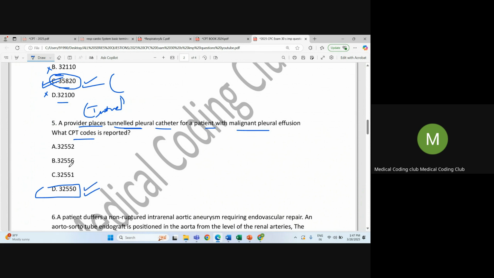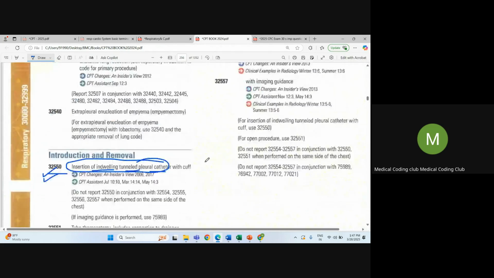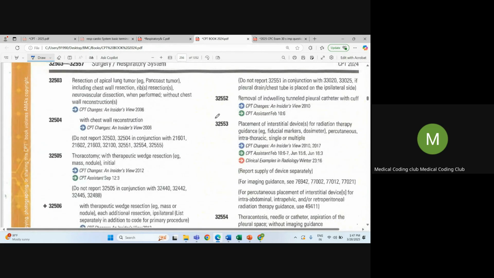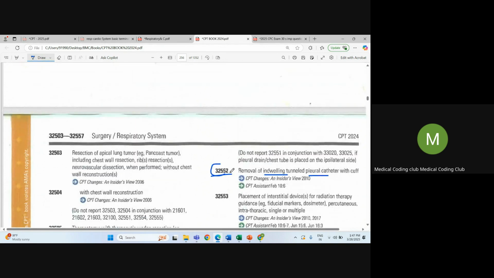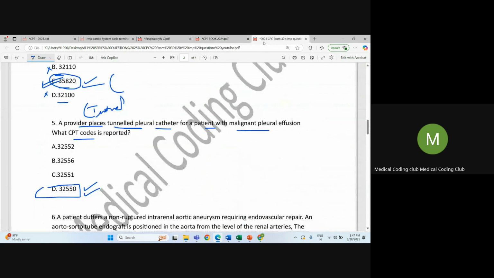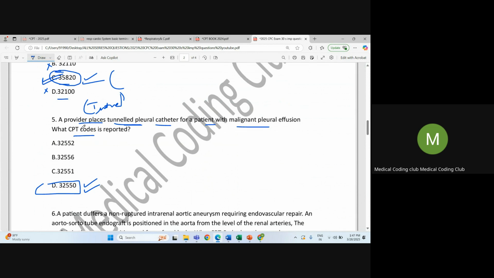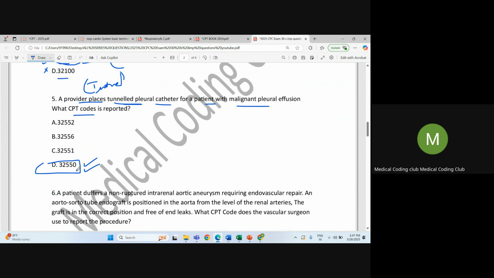32550. The provider places a tunneled pleural catheter, so 32550 is the correct answer. 32552 is removal of indwelling tunneled pleural catheter. 32550 is for insertion, and in the same way 32552 is for removal. But in our question, the question is about places, and places is nothing but insertion. So you have to select 32550 as your answer.